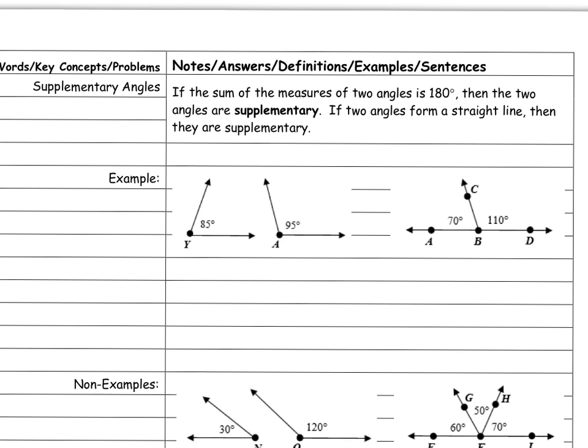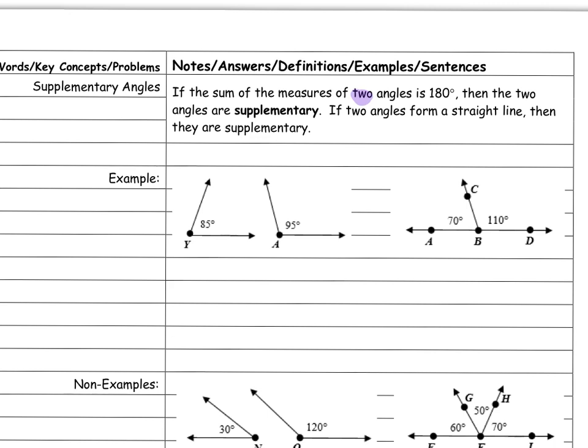So right now we're going to talk about supplementary angles, and the definition says if the sum of the measure of two angles, again we're talking about two angles, is 180 degrees, then the angles are supplementary. If the two angles form a straight line, then they are supplementary. So if the angles form a line, they are also supplementary, and we're going to talk about that too.